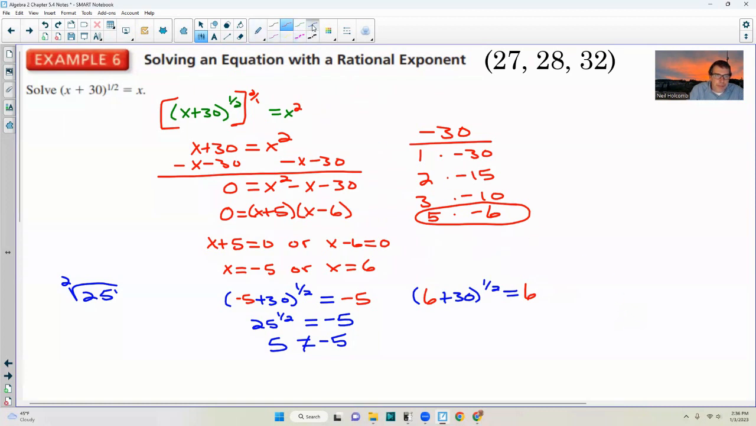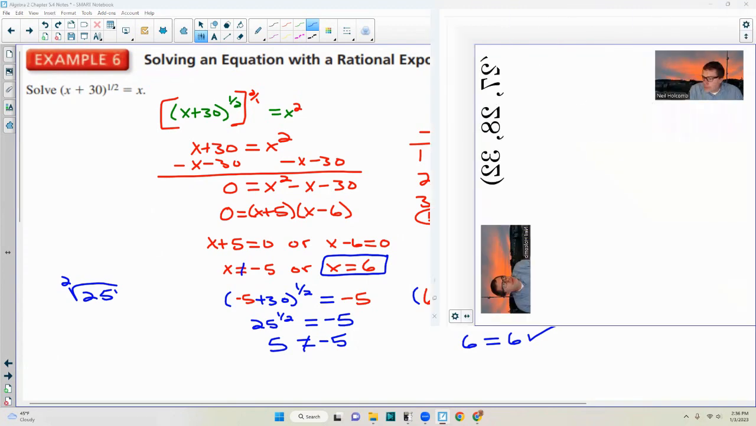All right. 30 plus 6 is 36 to the 1/2 equals 6. The square root of 36 is 6. 6 equals 6. That checks. My only solution is x equals 6. X equals negative 5 is extraneous, so that is not a solution. Okay, so now that I've done examples 5 and 6, you should be able to do exercises 27, 28, and 32.